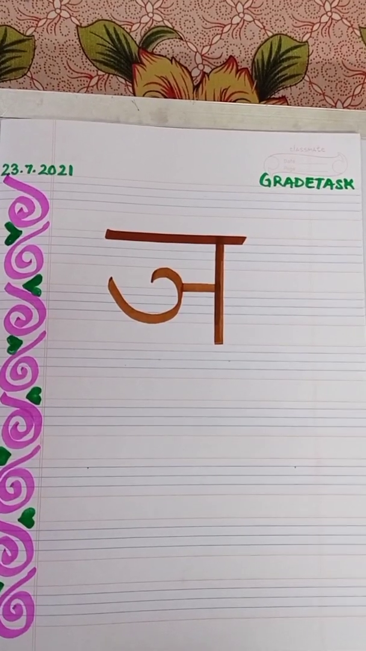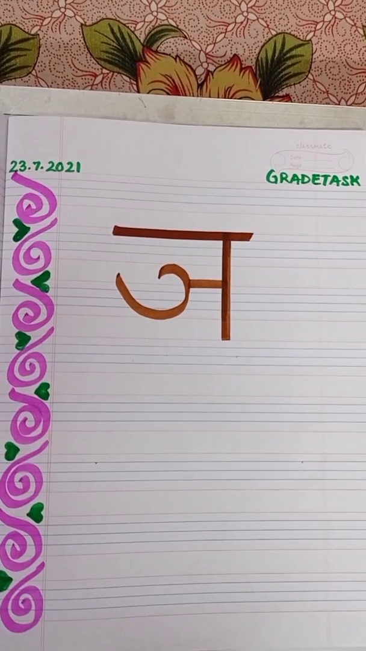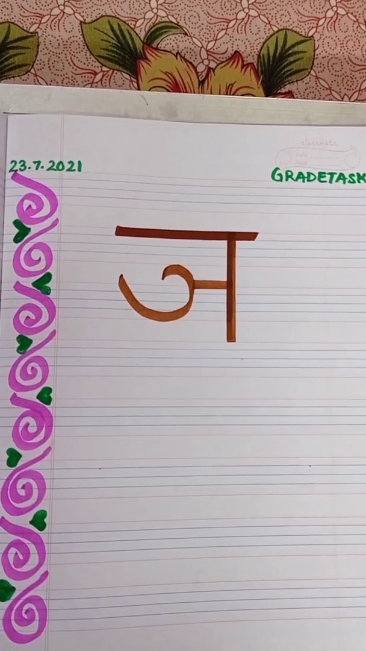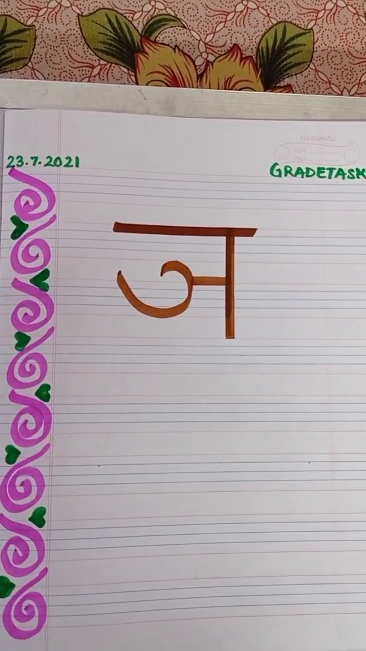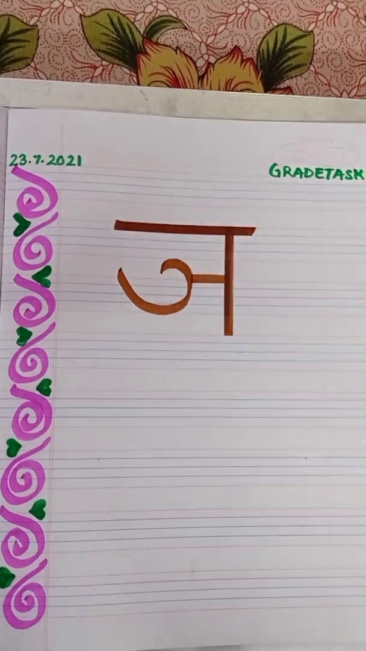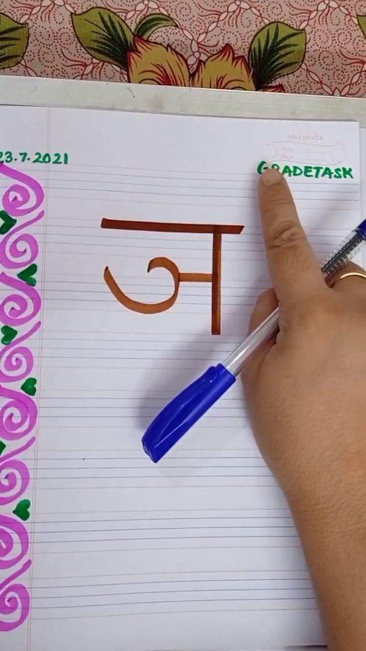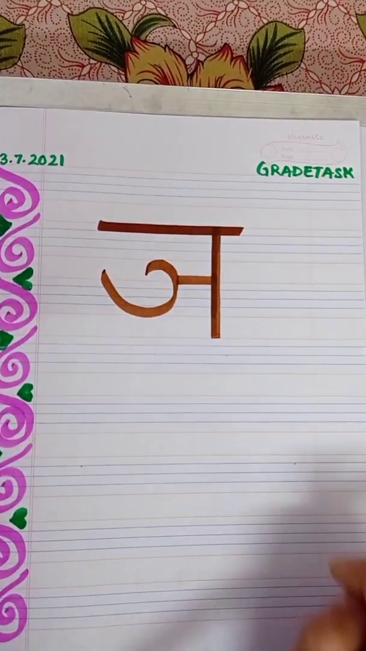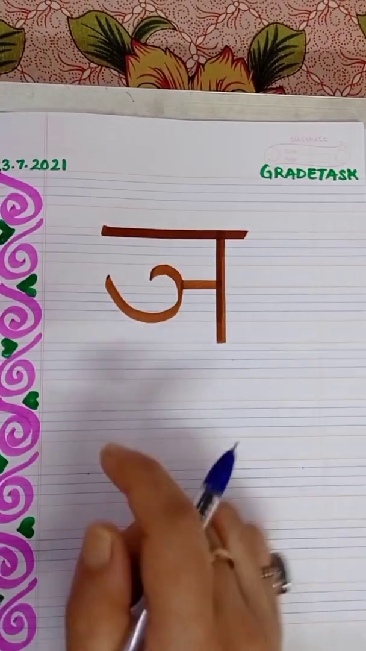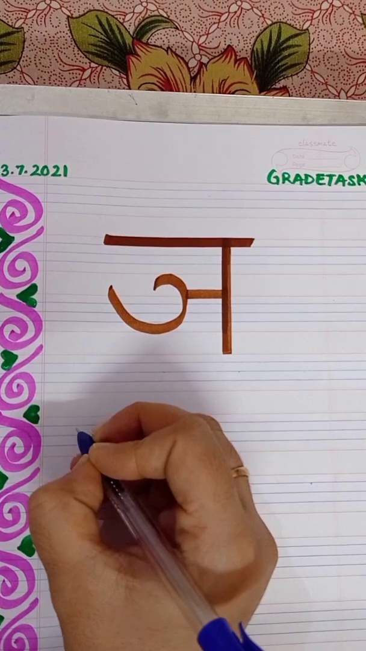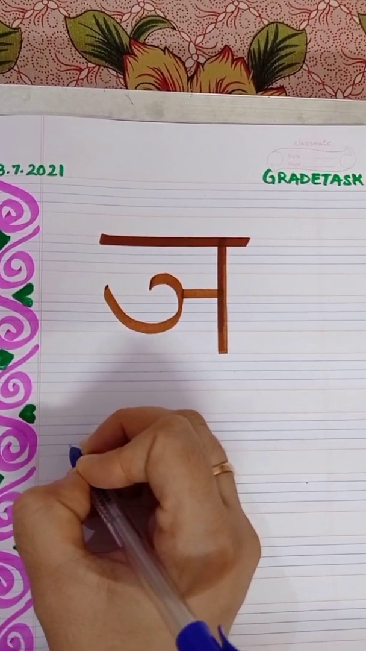Now take out your Hindi notebook, that is your 5-line notebook, and let's learn the formation of Nya. But before that, mention today's date on your left hand side and grade task on your right hand side. We write down Nya in the middle 3 lines 1, 2 and 3.